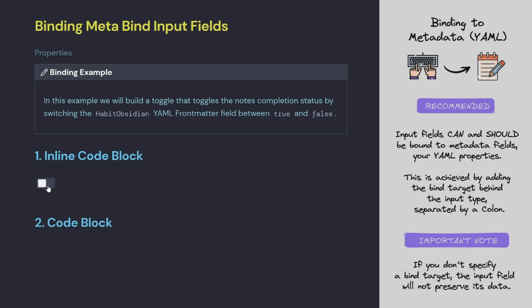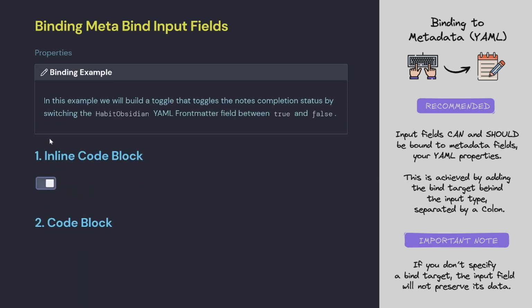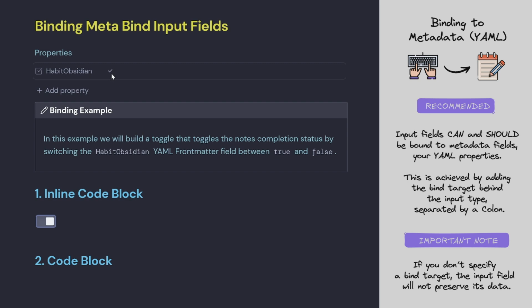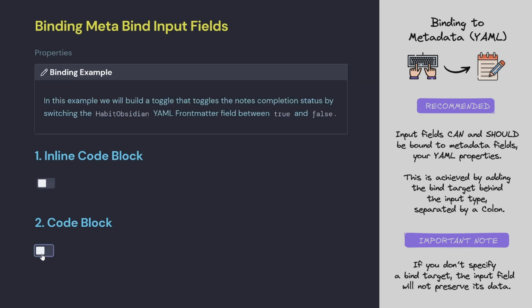So when we jump back into reading mode, we have our toggle. We have a look at our property here, it's set to false. Then when we switch our toggle on, it sets the property to true. And to achieve the same inside our code block, we just put our code block followed by the word metabind. Then we can paste our inline, take our 2 ticks away. And when we jump back into reading mode, we now have our code block switch. So if you don't specify a bind target, the input field will not preserve the data.